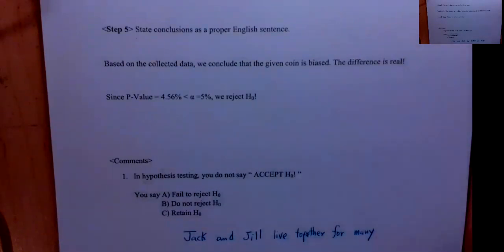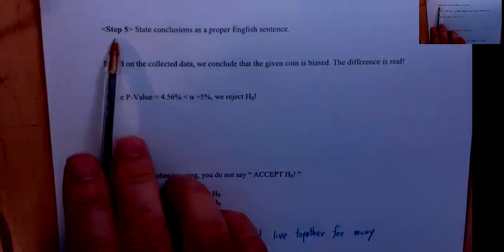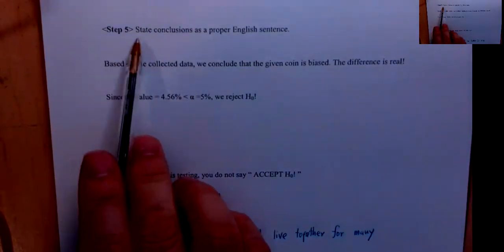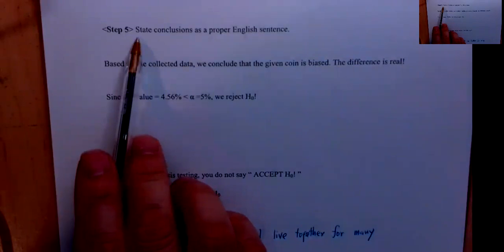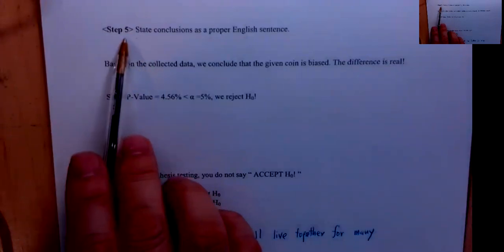Okay, let's look at step 5. From the previous step, we know alpha is 5% and the calculated p-value is 4.56%. In the last step, we draw a conclusion for hypothesis testing.